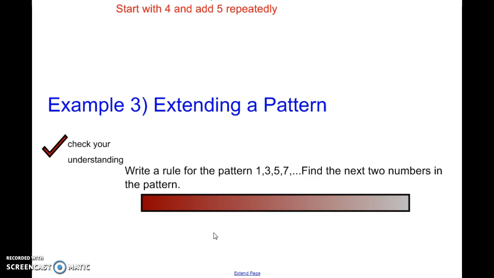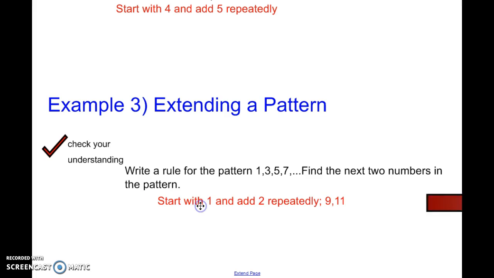Write a rule for the pattern 1, 3, 5, 7 and find the next two numbers in the pattern. It would start at 1 and add 2 repeatedly. And notice, if I added 2 to 7, I'd get 9, and added 2 to 9, I'd get 11. In class, I will go over the next two examples that cover the objective to make predictions and test conjectures.